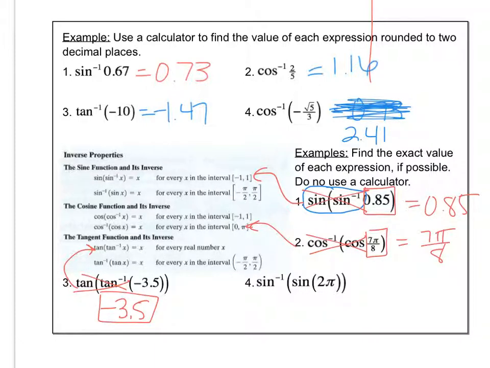The last one, we have sine inverse on the outside and sine on the inside, and we want to take the sine of 2 pi. If you remember back to the very beginning, we said, looking at our plate, that we only want to look in the first and fourth quadrant. Is 2 pi in the first or fourth quadrant? Nope. It's not between. If you look at your rule here, your rule says it has to be between negative pi over 2 and pi over 2. That is not between. So since this is not in the interval, it's not possible.